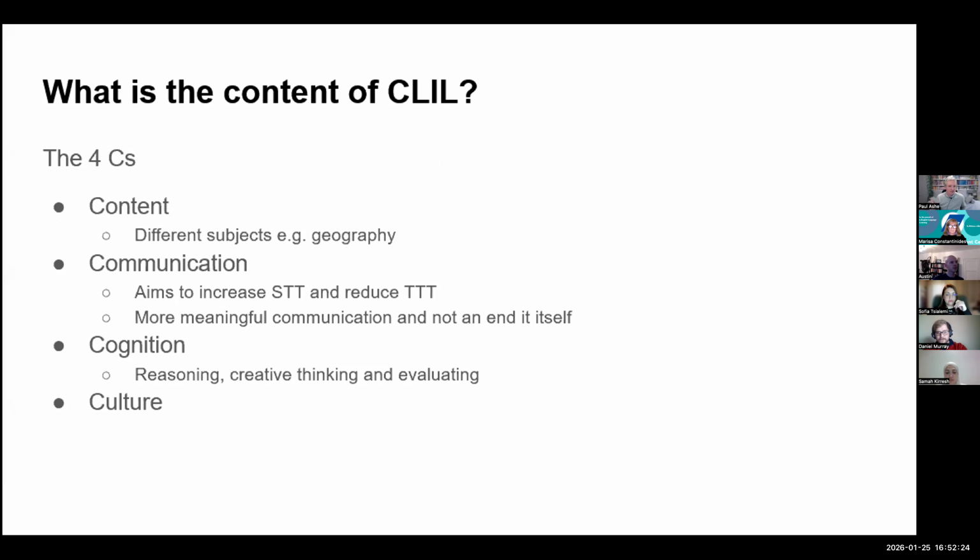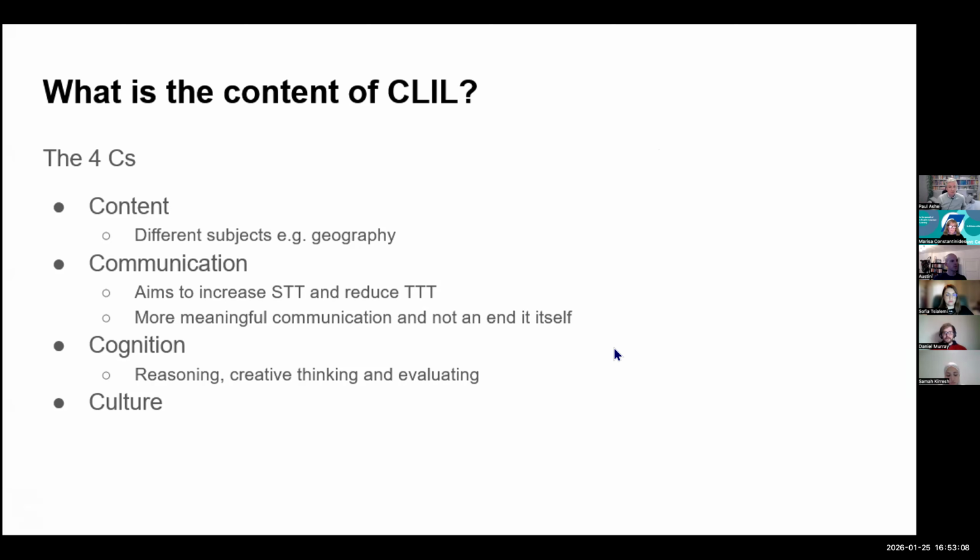Let's have a look at the content. And the content is divided into what is called the 4 C's. Obviously, the essential content: the geography, the history, the maths. The communication, and the aims of that, obviously increasing, again, acronym, student talking time, STT, and reducing teacher talking time, TTT. So the idea of, we mentioned project work and collaborative activities together, with the focus on meaningful communication and the focus on meaning, not the language.